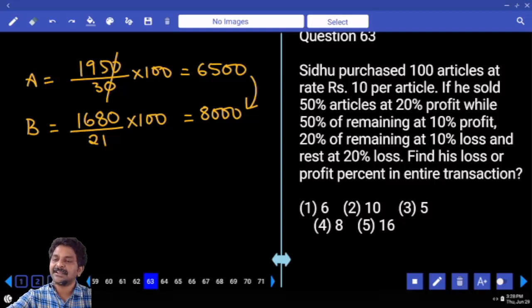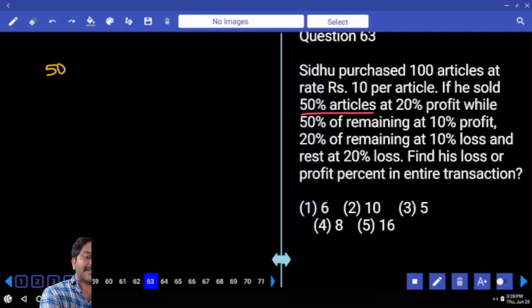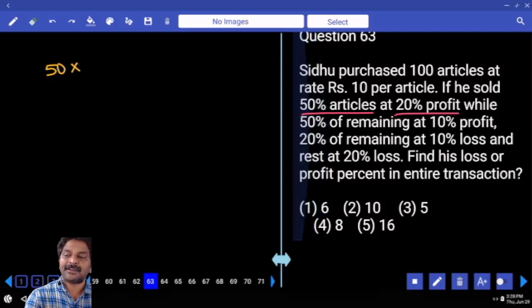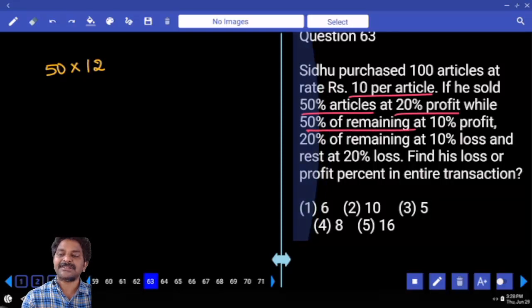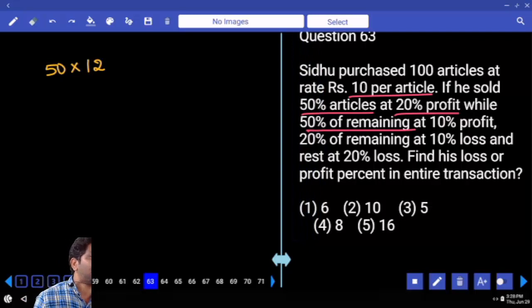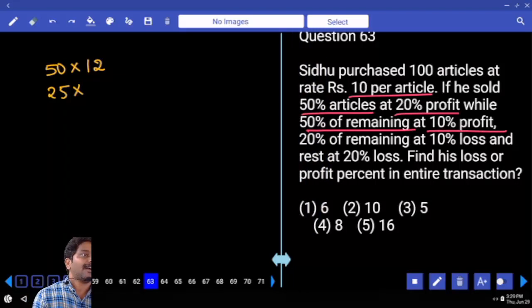Sidhu purchased 100 articles at the rate of 10 rupees per article. So how much is his total cost? Total cost 1000. He sold 50% of the articles. 50% in the sense 50 articles, correct? At 20% profit. Cost price is 10 rupees. 20% profit in the sense 12 rupees. 50% of the remaining, how many articles are remaining with us? Again 50% of that, 25, at 10% profit. Cost price is 10 rupees. 10% profit, 11.